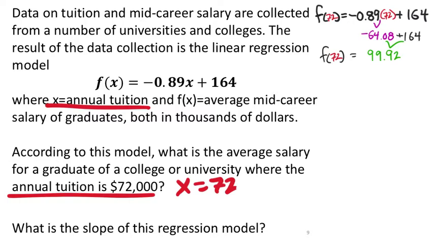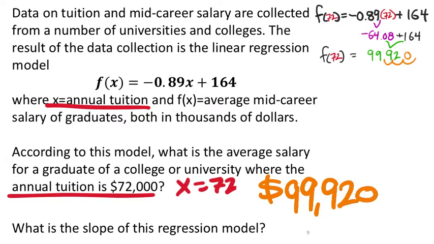That would be in thousands, right? Now, for me, if I wanted to convert that into thousands, you could say just multiply it by 1,000. I would say just move the decimal 3 times, fill in any spaces with zeros. It doesn't really matter. You're going to get the same answer either way. So it looks like $99,920. So that's not the tuition, I'm sorry. That's the average salary. There we go.